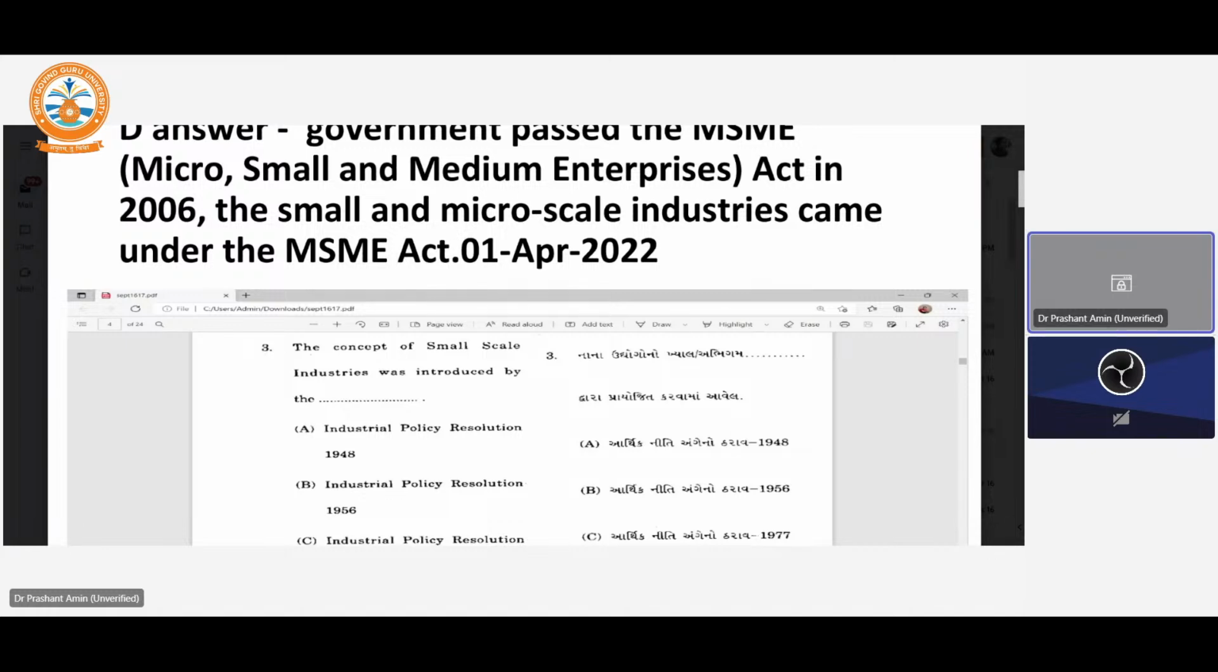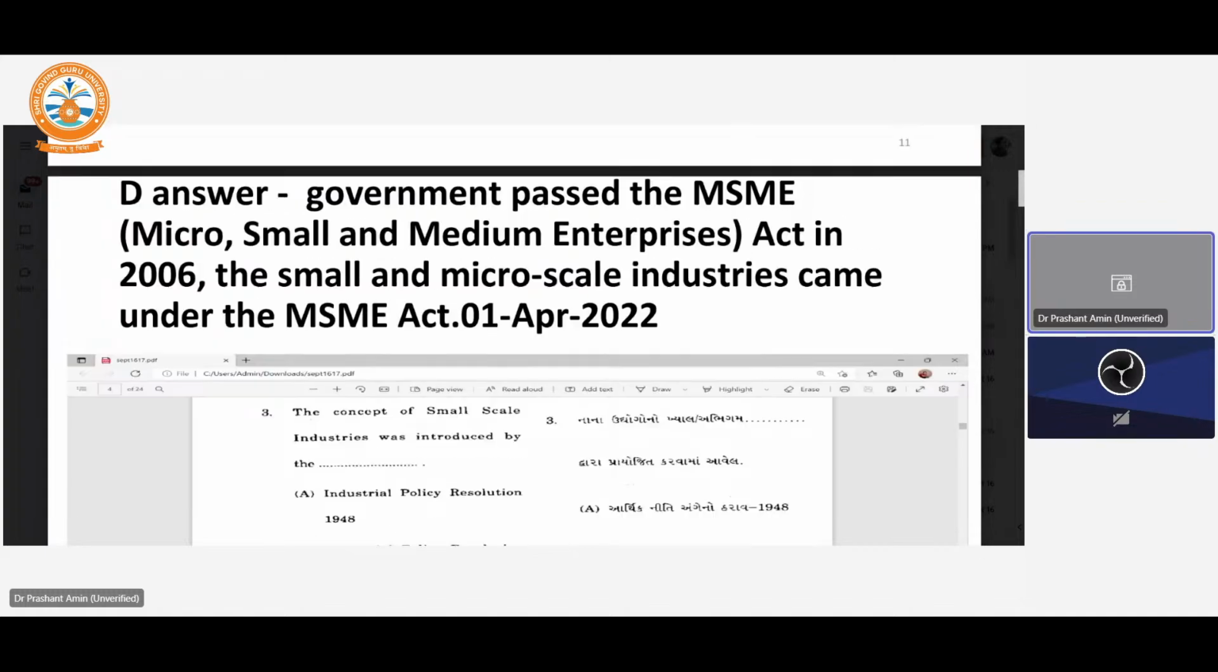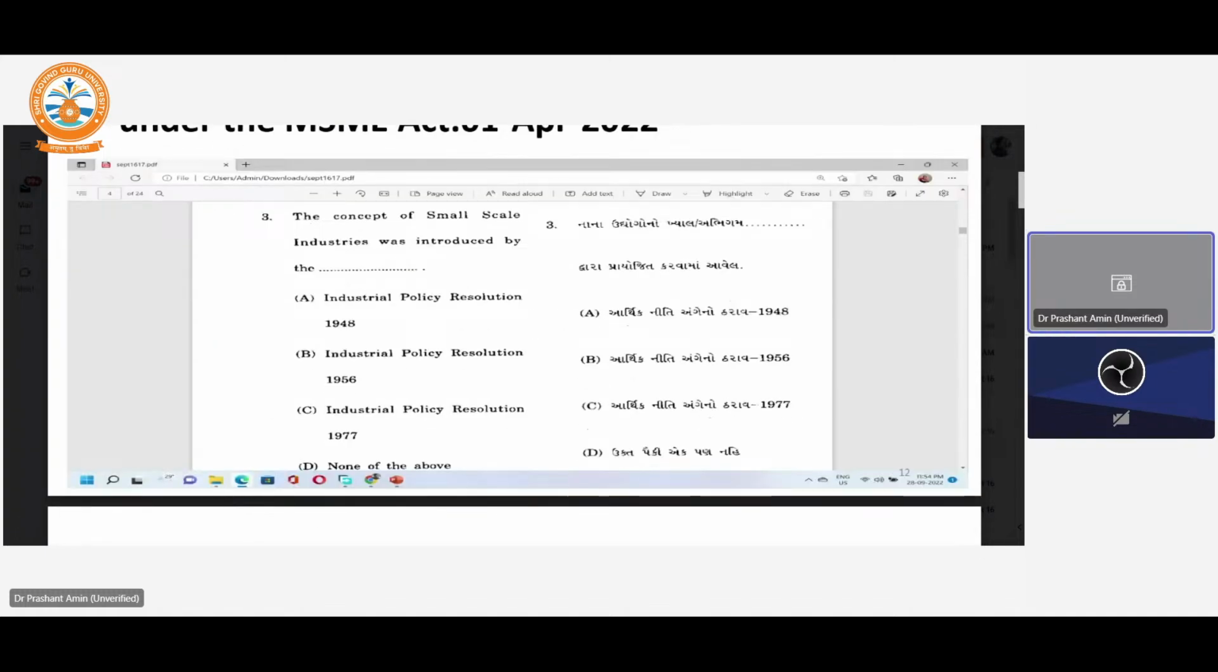The MSME Act is also not included as far as the syllabus is concerned, but since the nature of the examination is competitive, sometimes they are asking these questions also. So one of the questions which I have clicked from the previous year paper: the concept of the small scale industry is introduced by the blank.